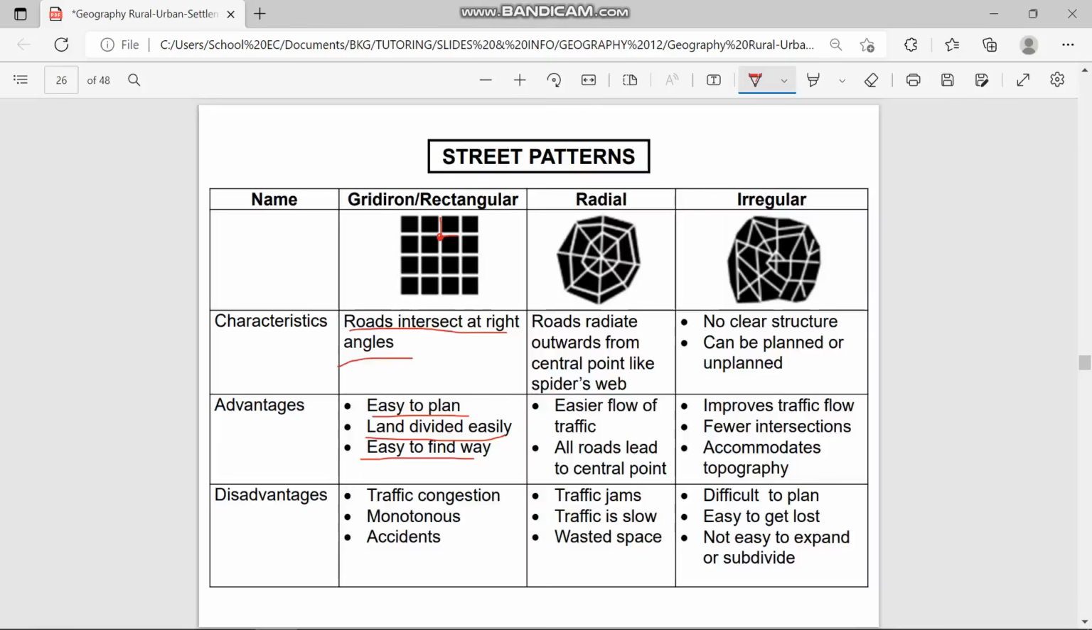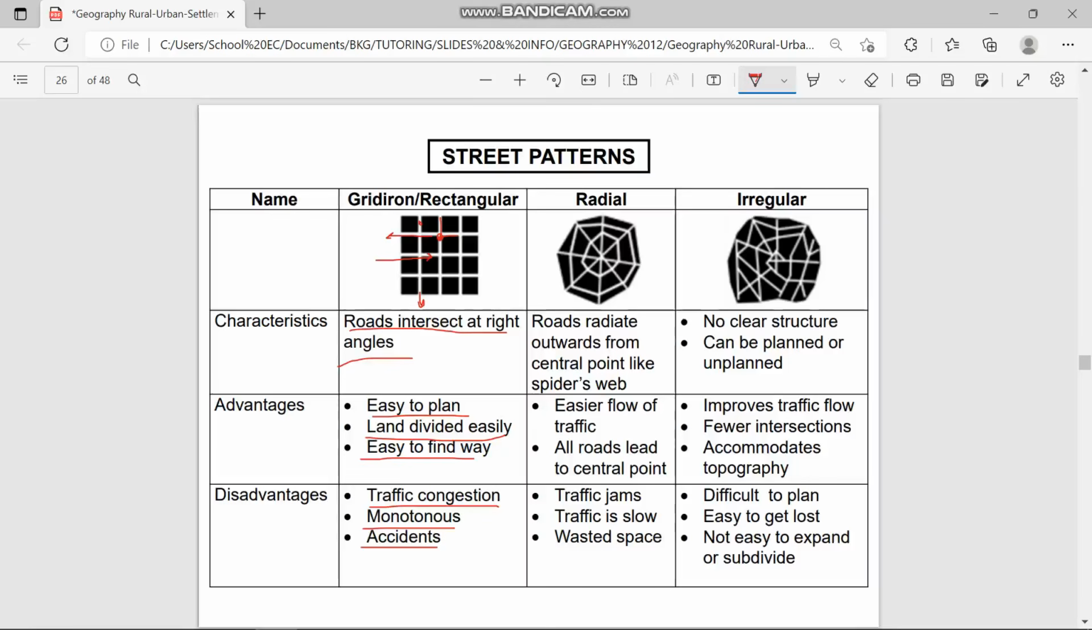Disadvantages. Everything has its own advantages and disadvantages, guys, mind you. There is traffic congestion. For instance, if you are here, moving down, you want to go down here, how many robots are going to stop you? Because there are also cars coming that way, going that way. So there is more traffic congestion and so on until you come outside. Monotonous, yes, accidents and so on. Those are the disadvantages.